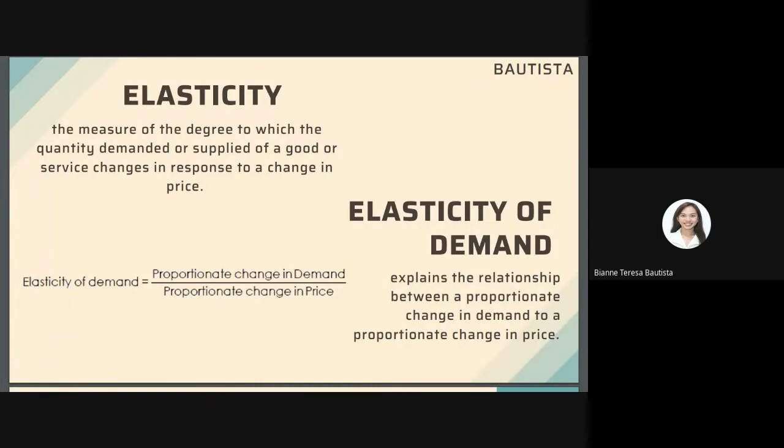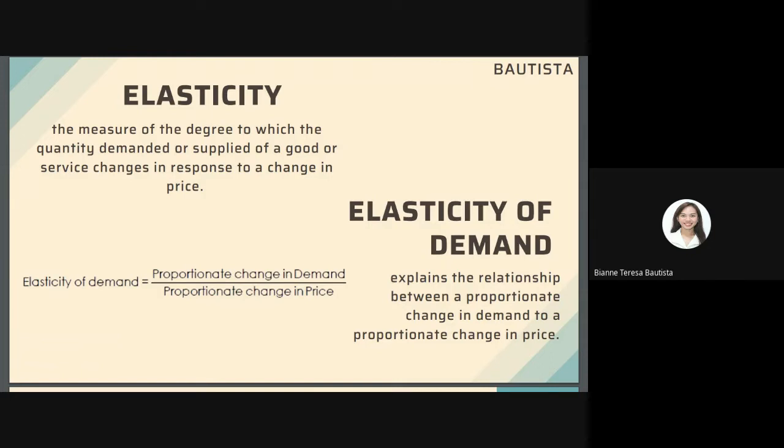So, elasticity is the measure of the degree to which the quantity demanded of a good changes in response to a change in price, meaning it shows how sensitive demand for a good is compared to the changes in other economic factors. And elasticity of demand explains the relationship between a proportionate change in demand to a proportionate change in price. This formula here is the percentage method in measuring the price elasticity of demand. Other methods will be discussed later on.